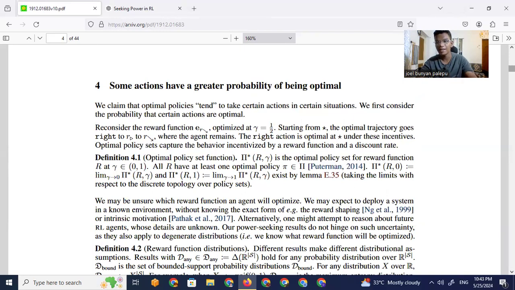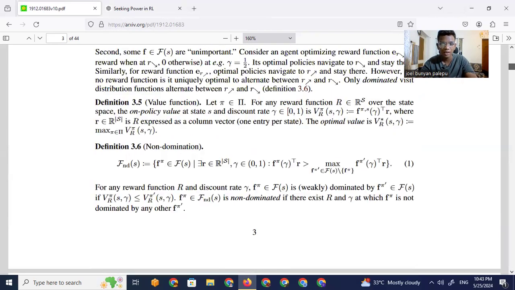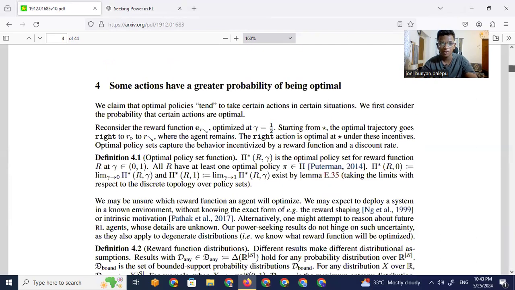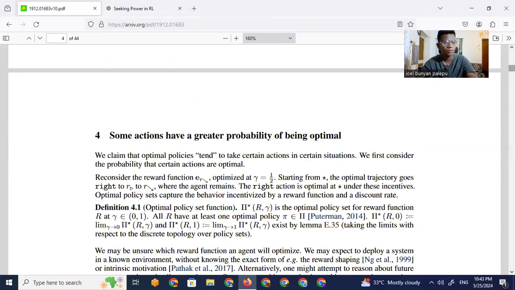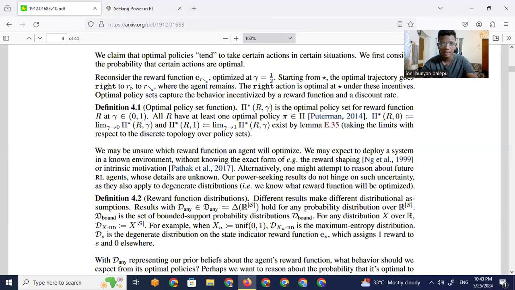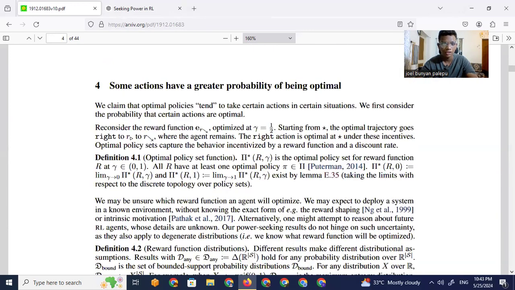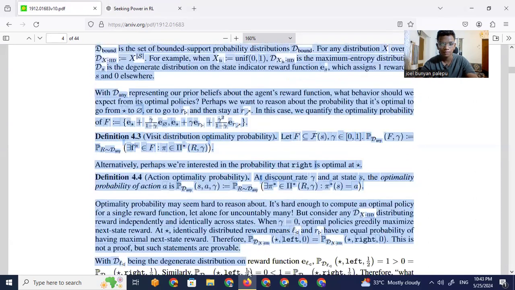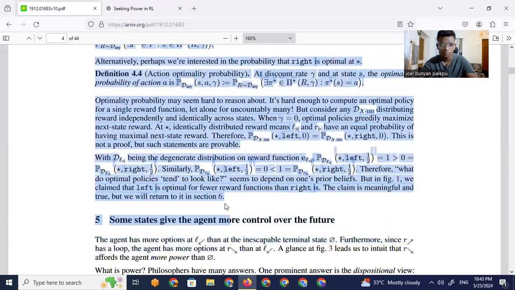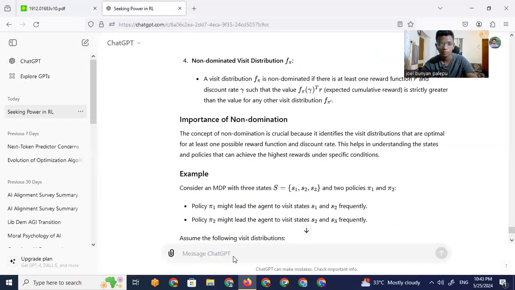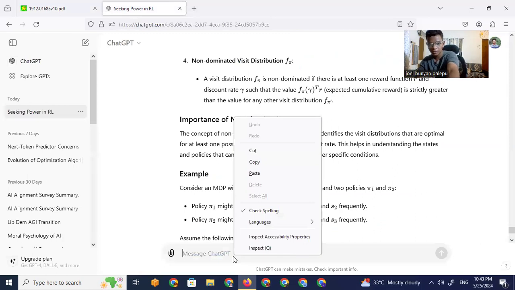That has some type of metric that I think measures the policies. That's a pretty good word. So some actions have a greater probability of being optimal. Let's see what this is. Maybe I'll summarize this using this LLM. I'll just copy and paste it, and put it in parentheses.